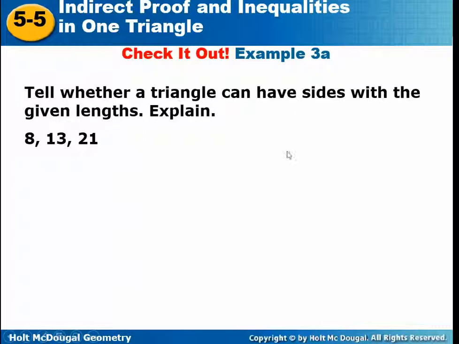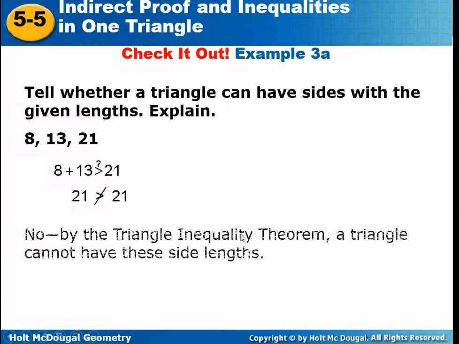Okay, here, this one is just another example, 8, 13, and 21. It fails right away, though. 8 plus 13 is 21. 21 is not greater than 21. So you might get tricked here, but it would not make a triangle because 21 is not greater than 21. And then you're done after that.